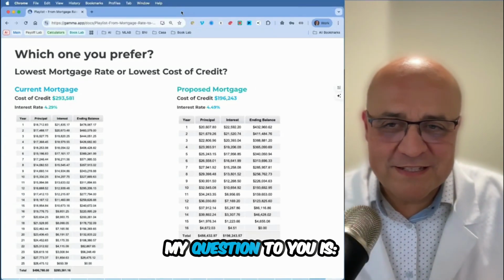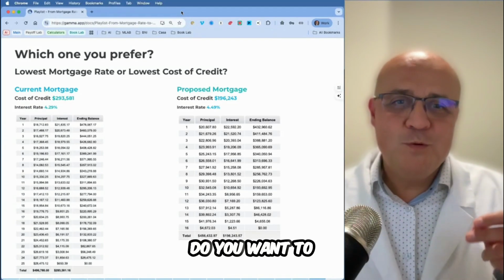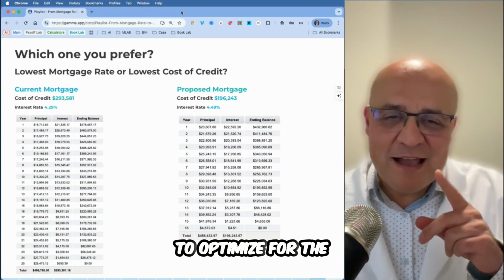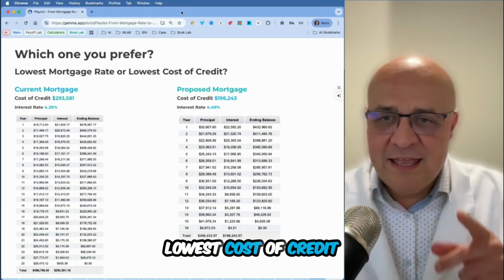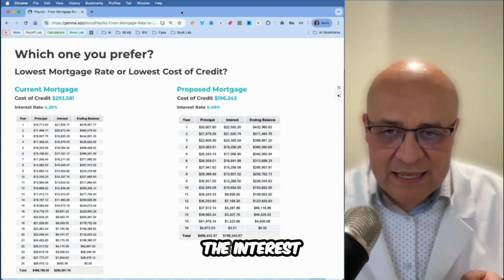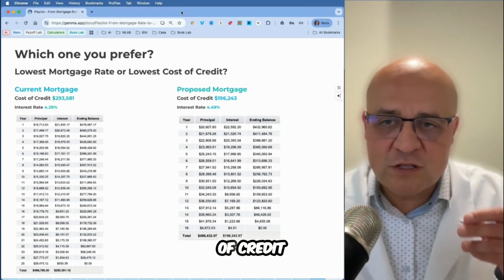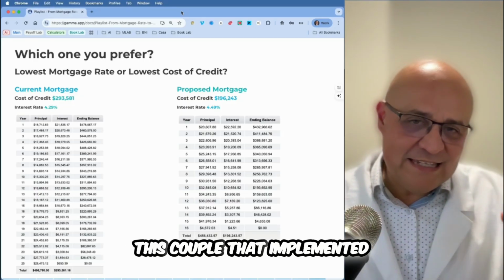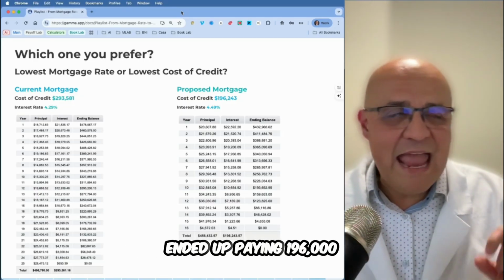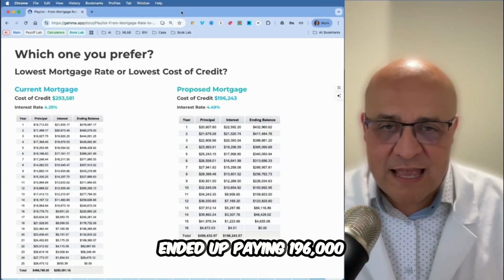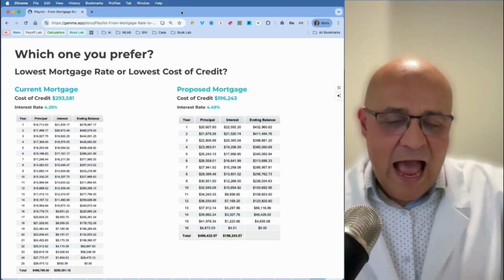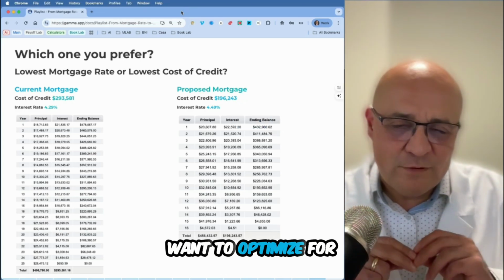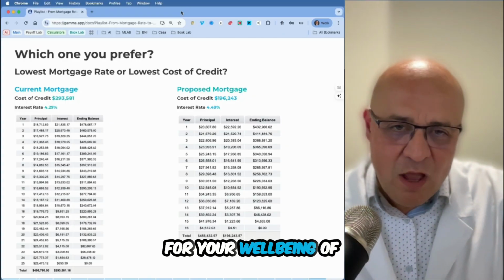My question to you is, which one do you prefer? Do you want to optimize for the lowest interest rate, or do you want to optimize for the lowest cost of credit? On the left hand side, when you add all the interest, it gives you a number that is the cost of credit, 293,000 on the left hand side. On the right hand side, this couple that implemented what I showed them ended up paying 196,000 at a slightly higher rate. I want you to think about that and decide which thing you want to optimize for, because this is crucial for the well-being of your mortgage.